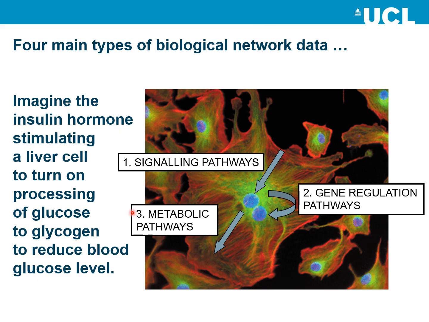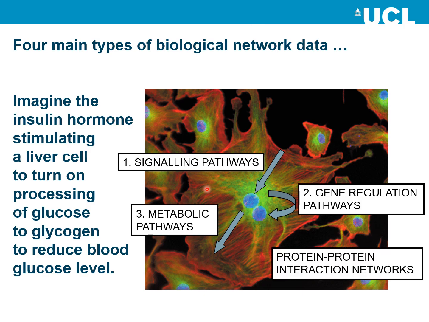These are all pathways which are real biological parts of the cell, essentially. They're interacting parts of the cell, interacting molecules. There is a fourth type, protein-protein interaction networks, which is not really a pathway. It's because the experimental techniques allow us to measure which proteins interact with which other proteins.